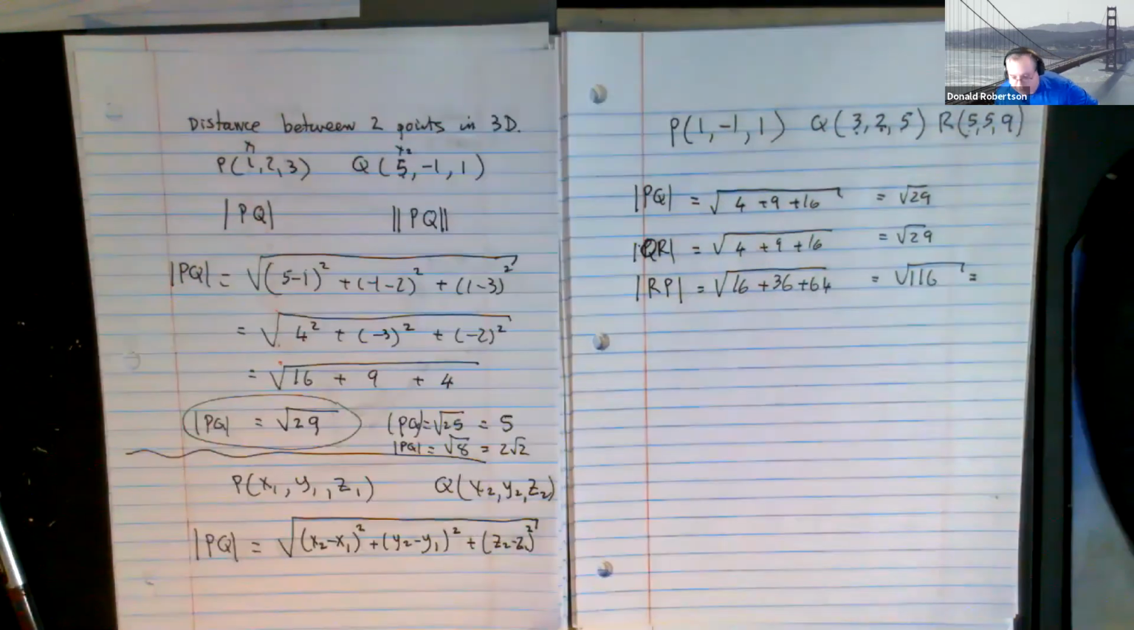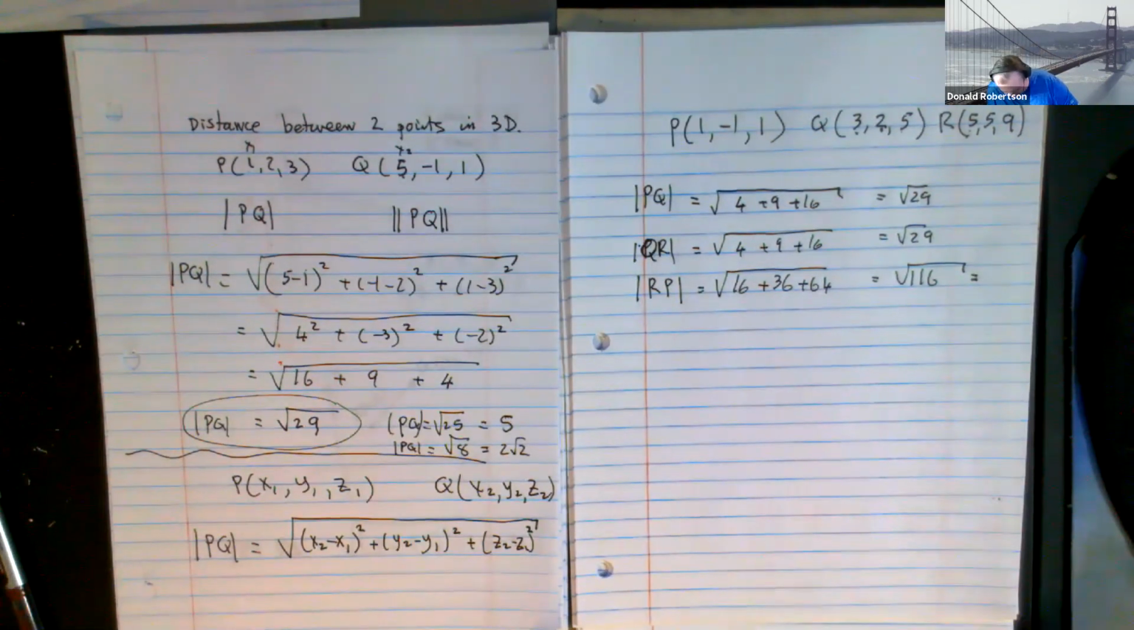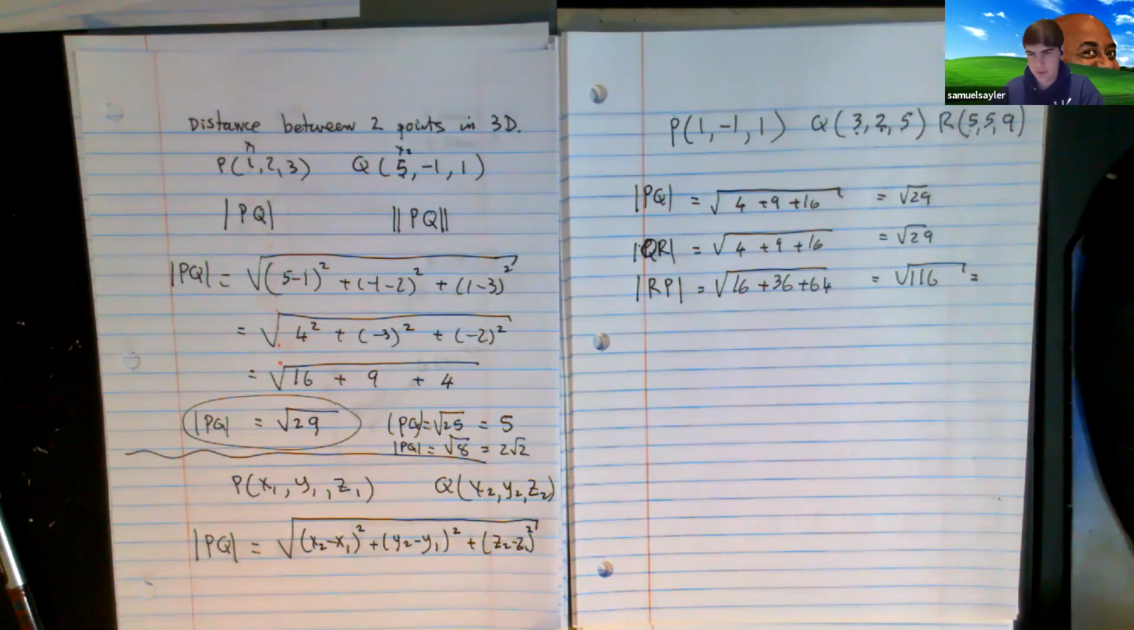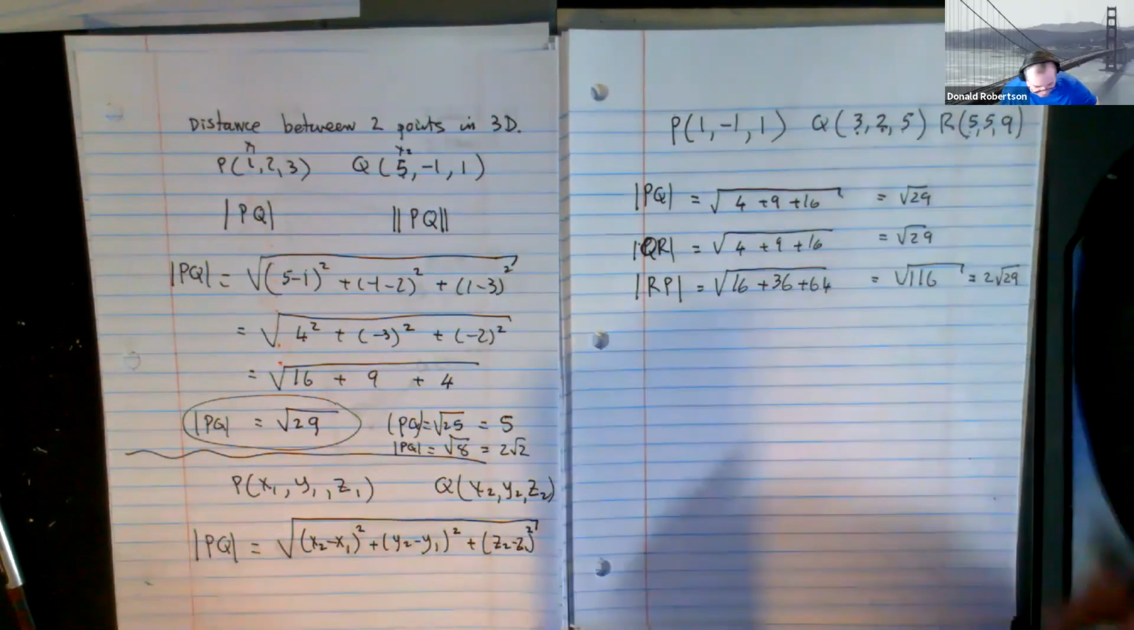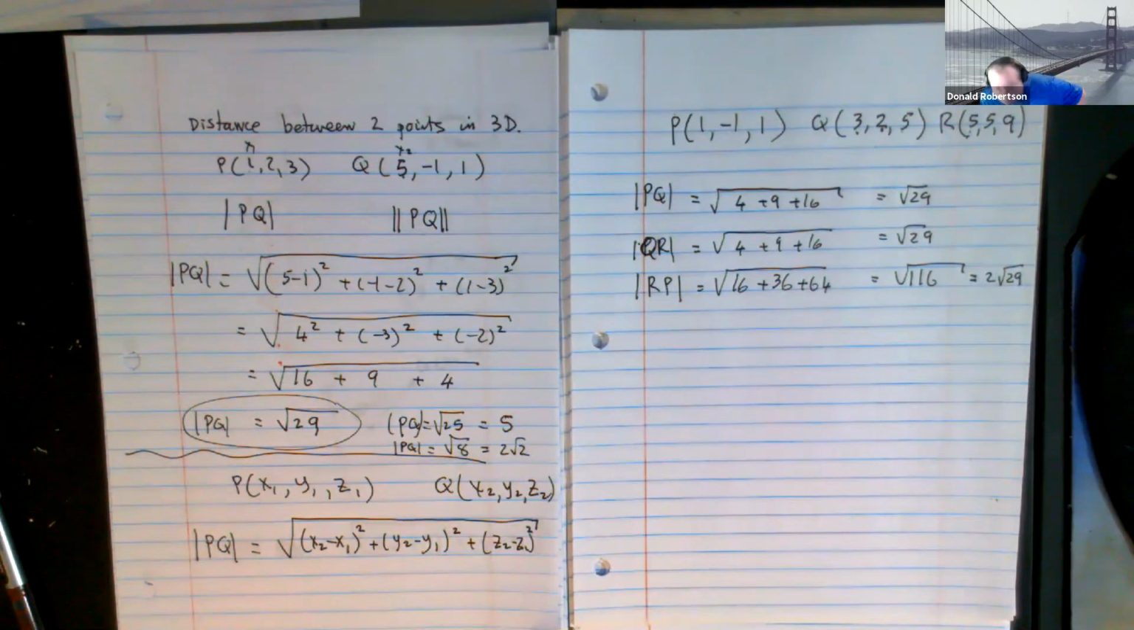Now, can 116 be simplified? And I'm assuming I added these things up. I believe it simplifies to 2 times the square root of 29. And it does, which is fine. That's what the question asks you to do. You are good.